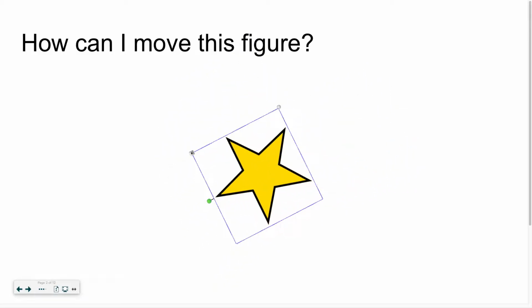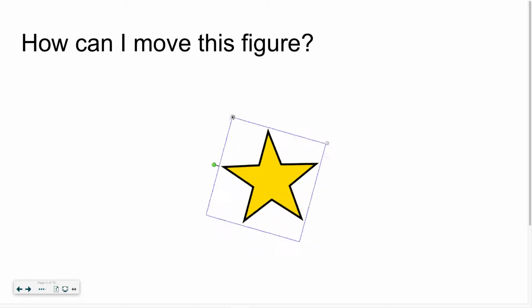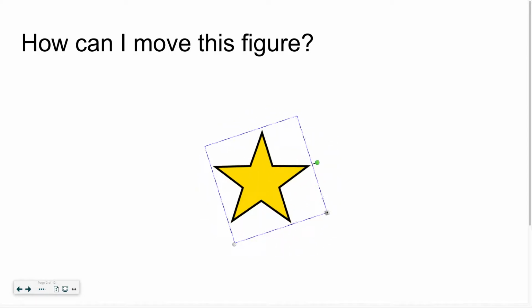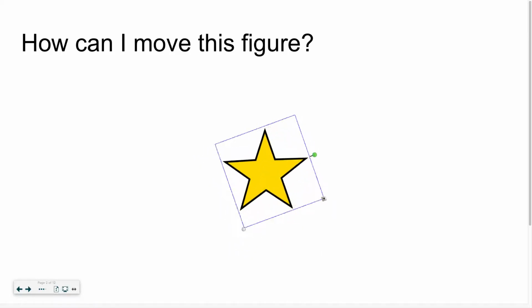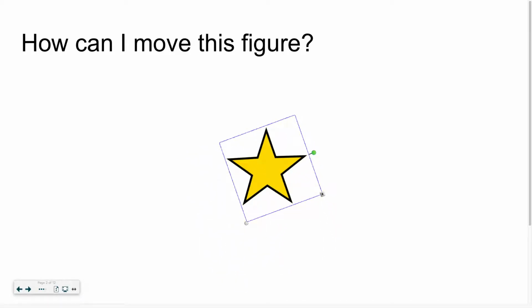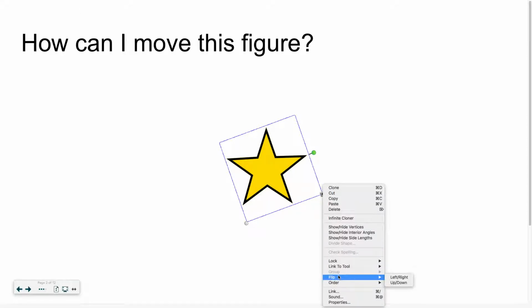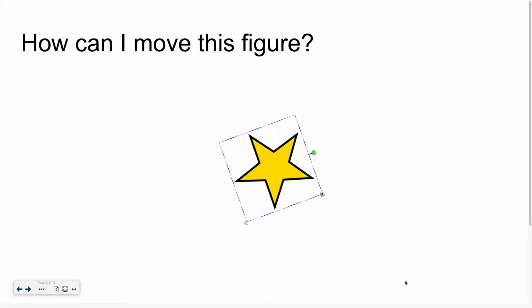Is there any other way that I could move it? You can shrink it. I could shrink it. Yeah, I could make it bigger or smaller. Then another one that I could do is flip it. That one's a little tougher to do on the smartboard.